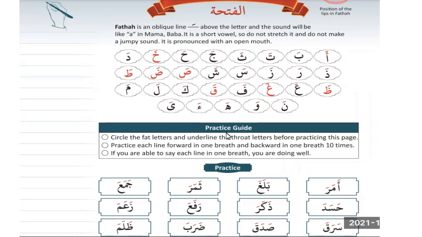If you see this shape, the next three letters have the same shape, but the first one has one dot in the middle. So what do we call this letter? Jim. And Jim with the fatha, we will say Jim, fatha, ja, ja. Okay? And the next one is ha, empty. There is nothing, no dot in it, outside, down, anywhere, it is an empty one. So this is called ha.